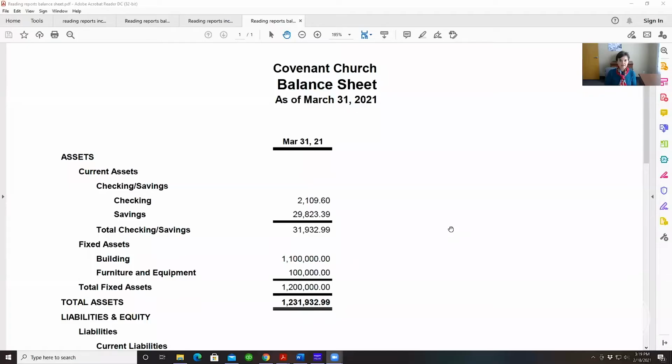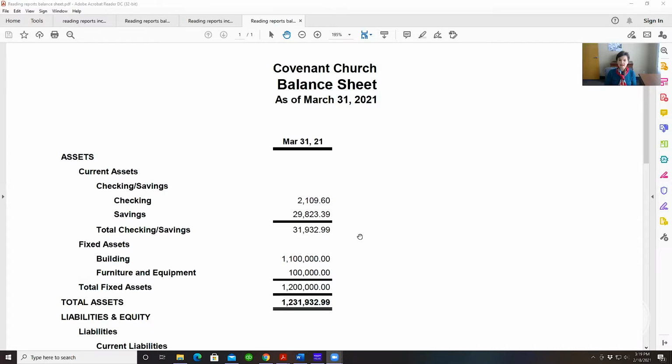And the budget is a plan for where you're going next, how you are going to get where you want to go. It's like when you put a destination address in your GPS and click the directions button, and it gives you a map of how to get there. So let's take an even deeper look at some specific information. This is Covenant Church's balance sheet on March 31st, 2020.